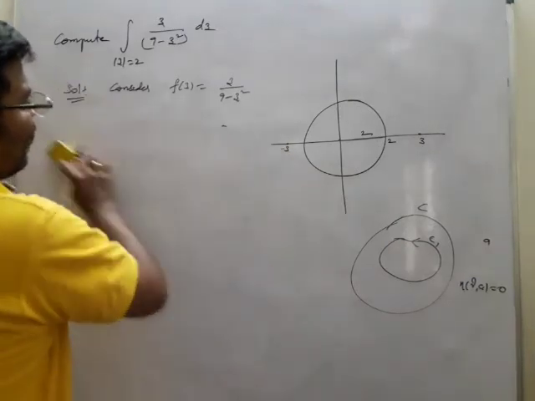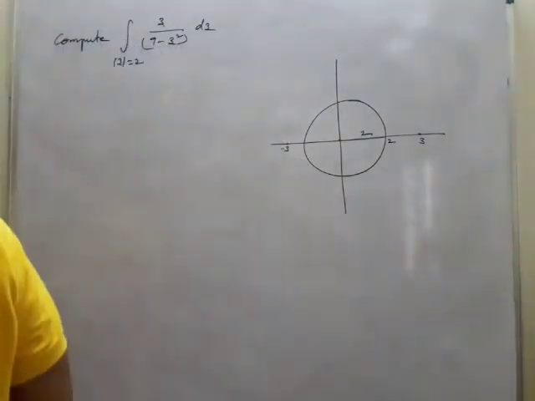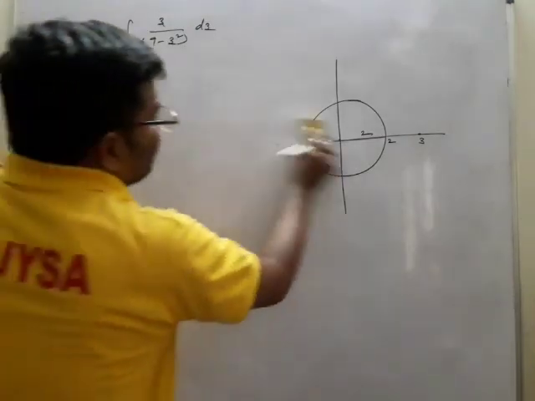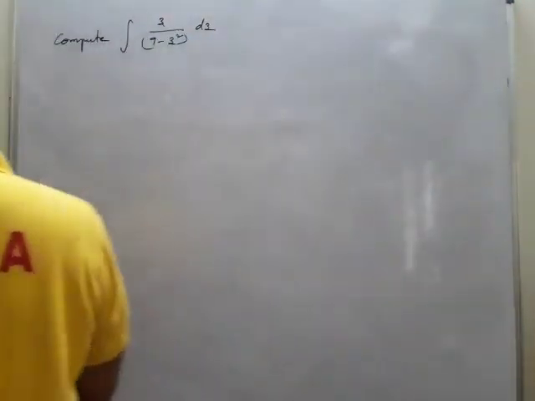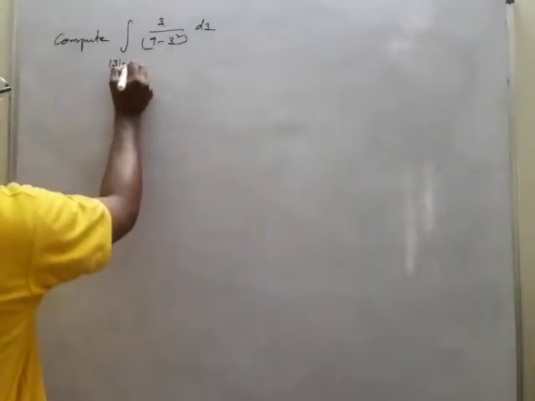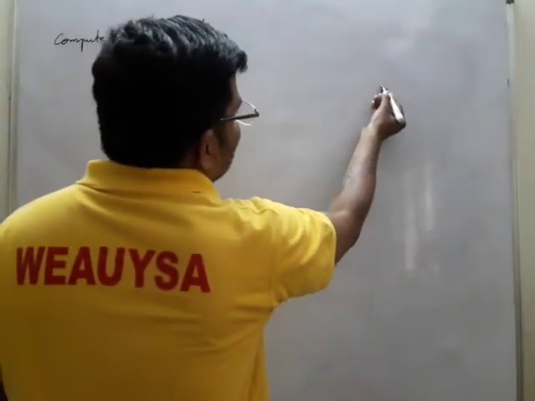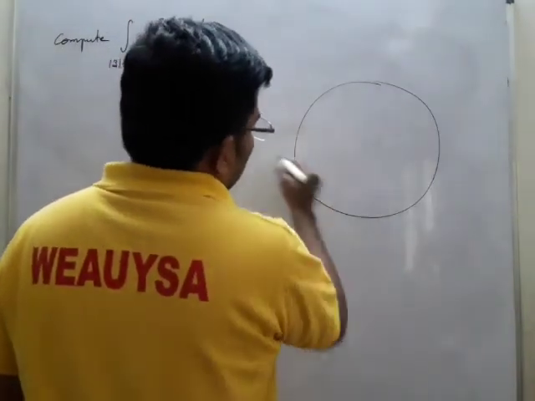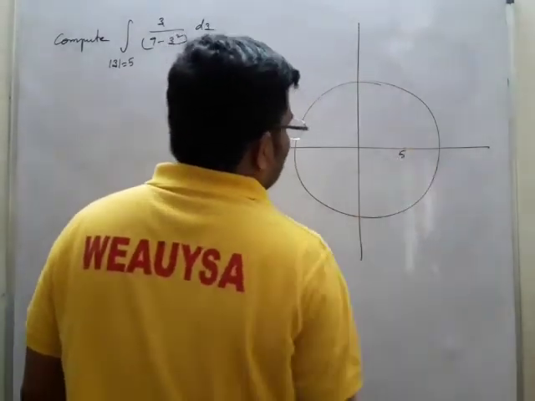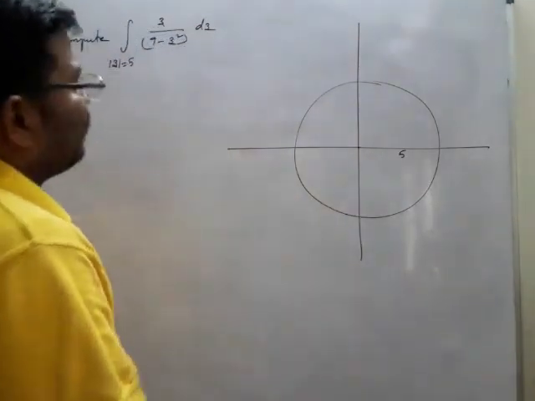Now let us try to do it in another form. This is the same problem with a different circle. Let us take mod z is equal to 5. What about mod z equal to 5? It means I may take the circle with radius 5. Now this is the circle with radius 5.